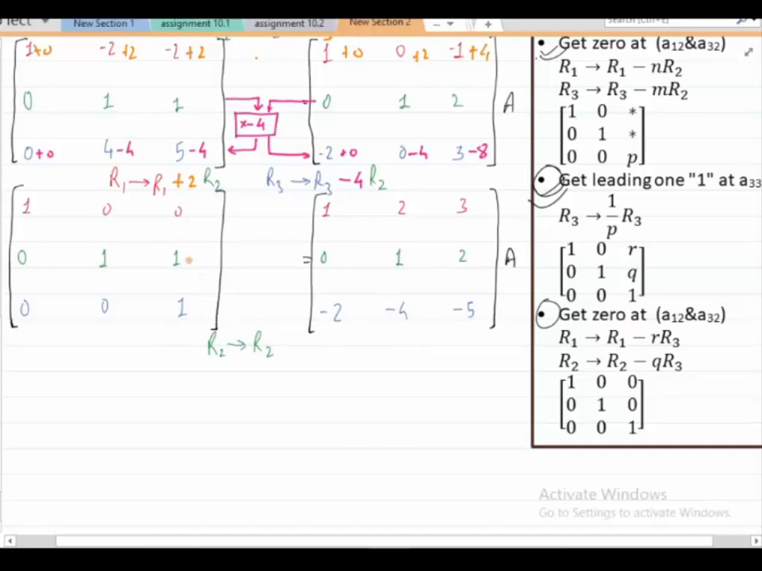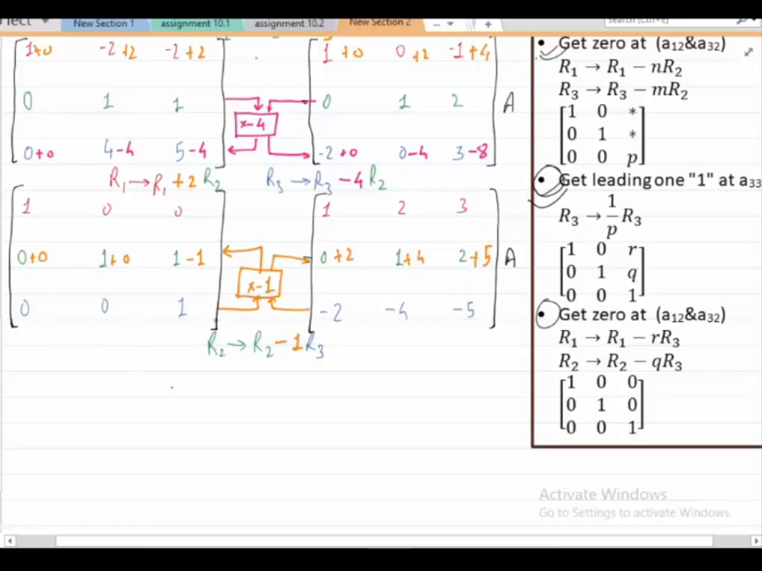R2 minus 1 R3. Okay, that means we have to multiply the third row with -1 and then add to the second row. So we will get 0, 0 and -1. Same thing on the right side will give us +2, +4 and +5.